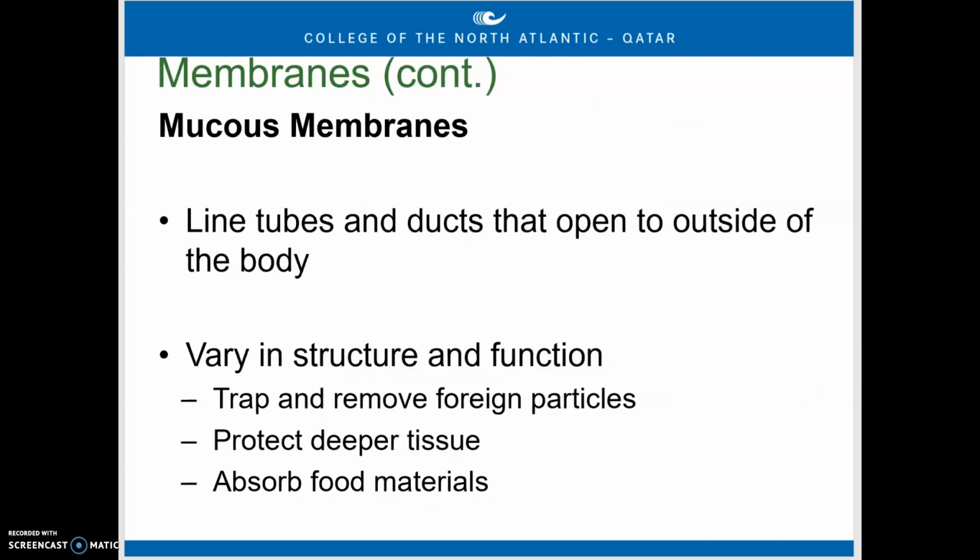The next type of epithelial membrane is the mucous membranes, and these are the ones that are going to be lining the tubes and ducts that open to the outside of the body. So your mouth, your nose, your eyes, ears, anus, reproductive entrances. So that's where we're going to find mucous membranes, and they have different functions, but in most cases they'll be trapping and removing foreign particles, so they form a really good form of protection against the outside environment.